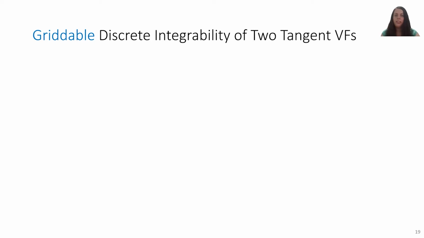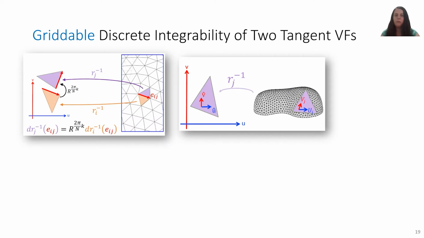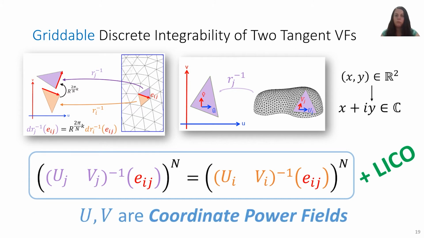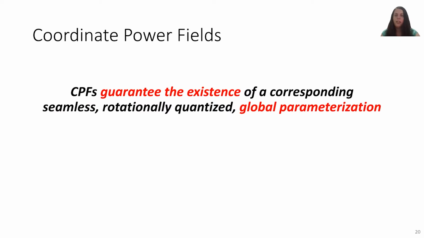Furthermore, by combining the integrability with the relation between the parameterization and UV, and representing 2D vectors using complex numbers, we get the following constraint, to which we add the LICO constraint. If two vector fields UV have this property for any interior edge, we call them coordinate power fields. CPFs guarantee the existence of a corresponding, seamless, rotationally quantized global parameterization.